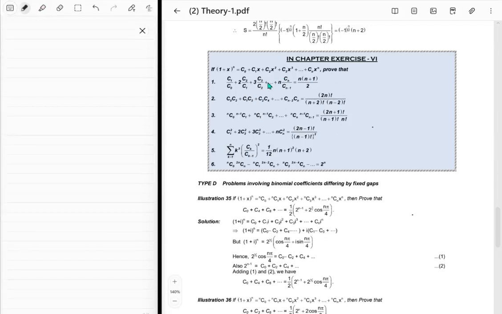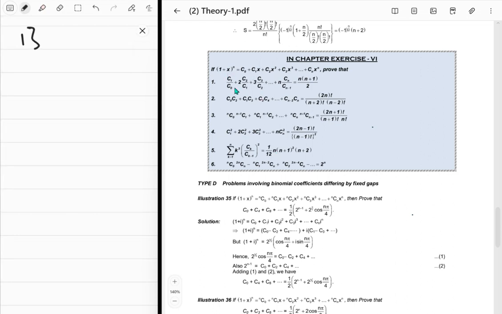In chapter exercise 6, I gave it a try, and other than the sixth question, everything else is just very mediocre. You can just prove those by yourself. But the sixth question is really good. Anyway, let's start doing it. So, first question.